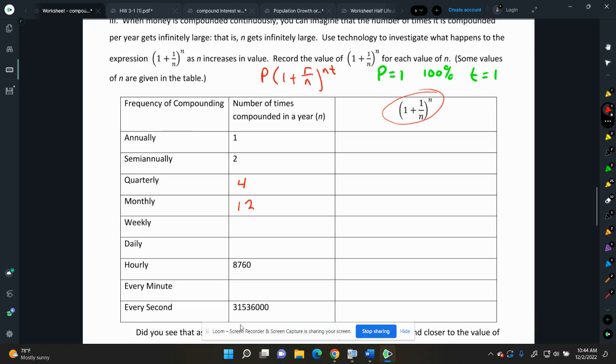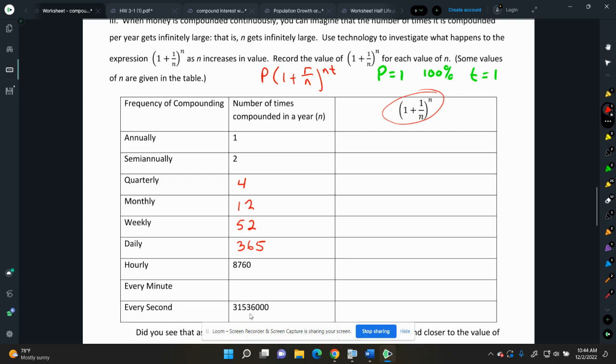Allie, I'm going to have you do it weekly, so n will be 52. Ava, we're going to do it daily, so n will be 365. Jess, we're going to do hourly, so n is 8,760.